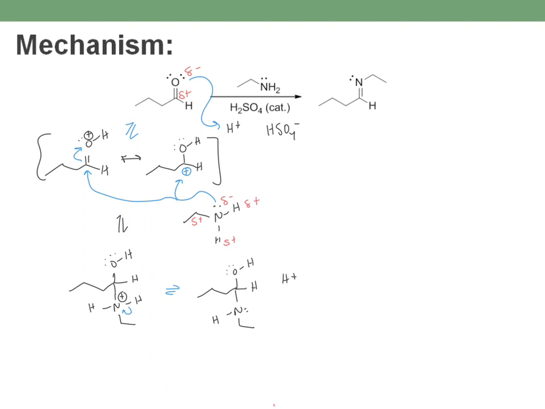Again, I don't care that you write just a free H plus. It will probably be on some solvent molecule or another ethylamine from the beginning, but I'm fine with you just writing a free H plus. And so now this H plus is going to be attracted to something that's partially negative. Opposites attract. And so I have a partially negative O and I have a partially negative N.